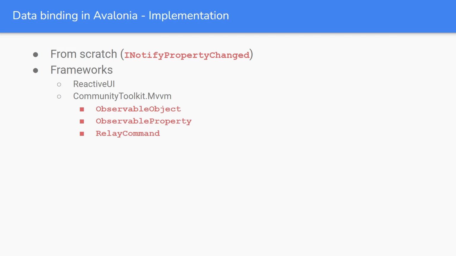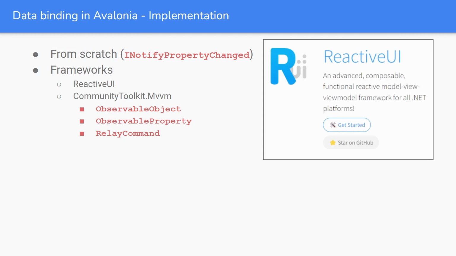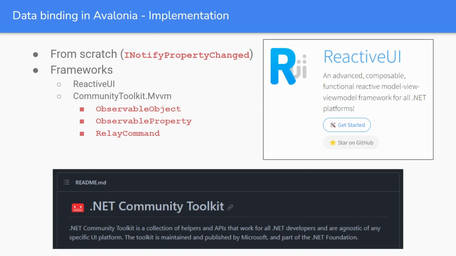But how do we actually bind UI elements to view models? We can either build everything from scratch using the INotifyPropertyChanged, for instance, or we can leverage a dedicated framework like ReactiveUI or the .NET CommunityToolkit. At the time I'm making this video, most of the Avalonia documentation is based on ReactiveUI. So, just as an educational exercise, in this series we'll try to use the Community Toolkit, making some comparison between the two frameworks when possible. And now let's have some fun with real code.